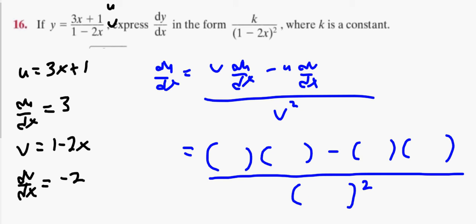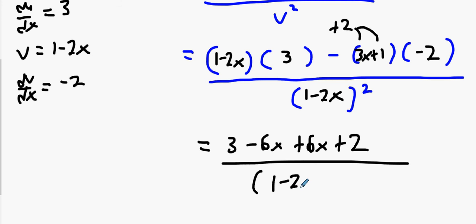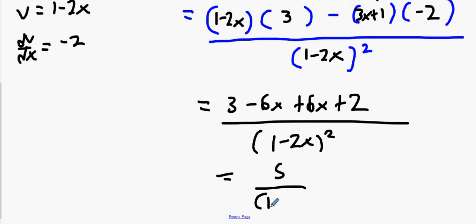Okay, and what do we get? Here it is. So v comes first, the du dx comes second, u comes third, dv dx comes last, all over 1 minus 2x squared. Right. This should come out nicely. I think it's going to be 3 minus 6x. What's minus by minus 2? Plus 2, multiply in there. You get plus 6x and plus 2. Does everybody get 5 for that on top? What is the answer? The answer is 5 over 1 minus 2x squared.